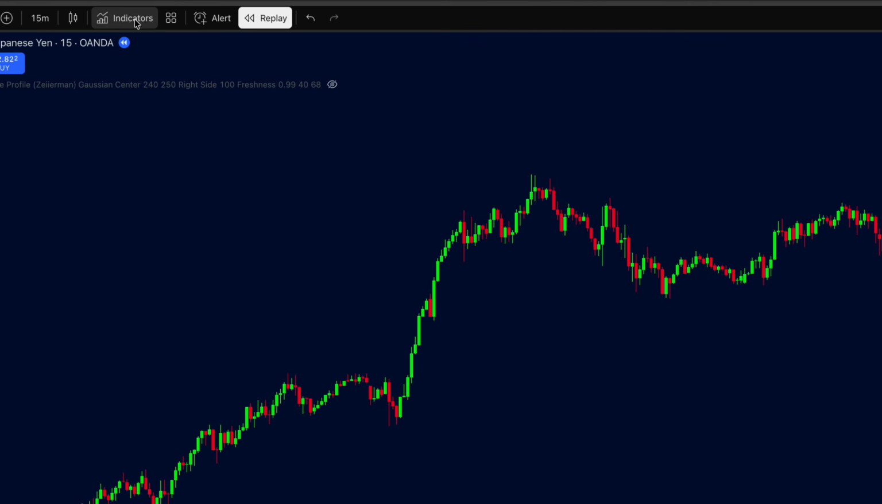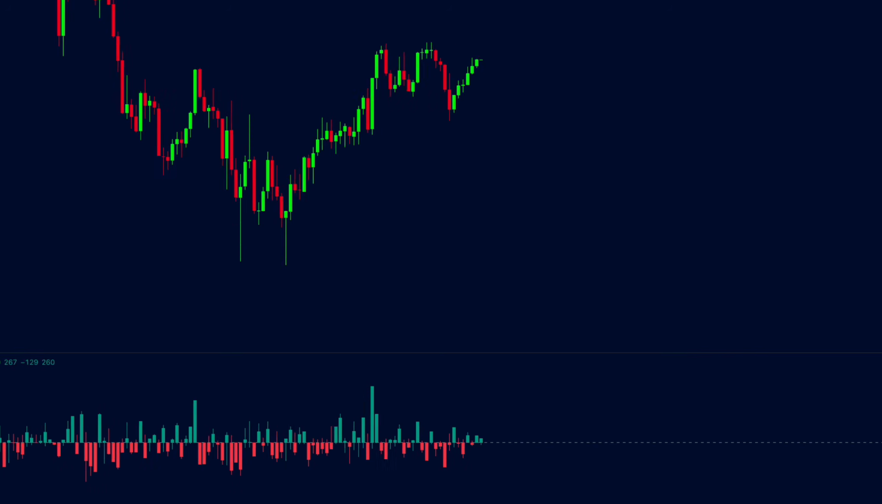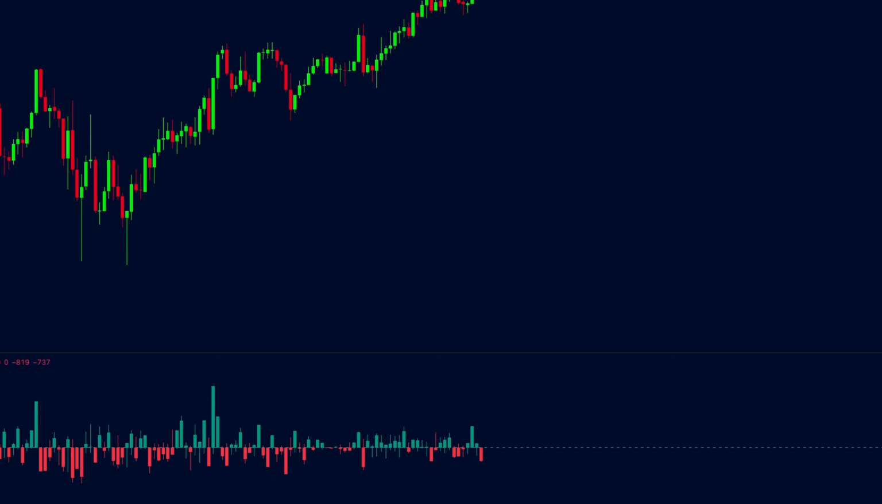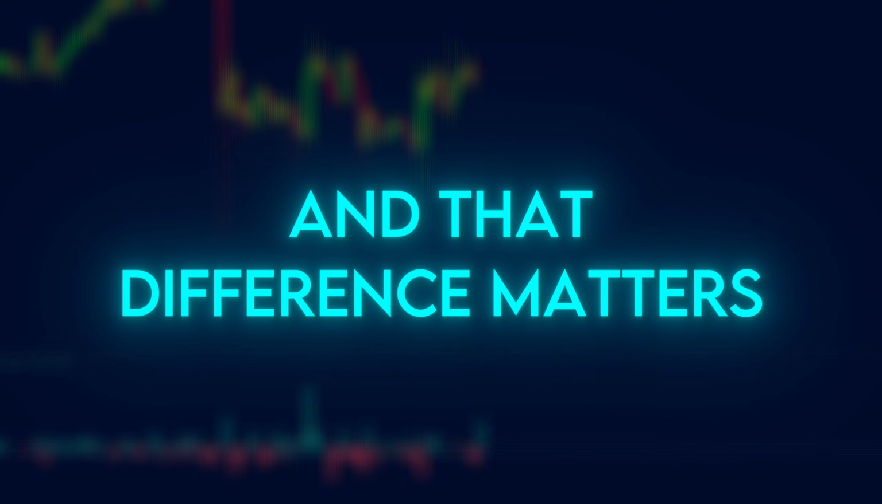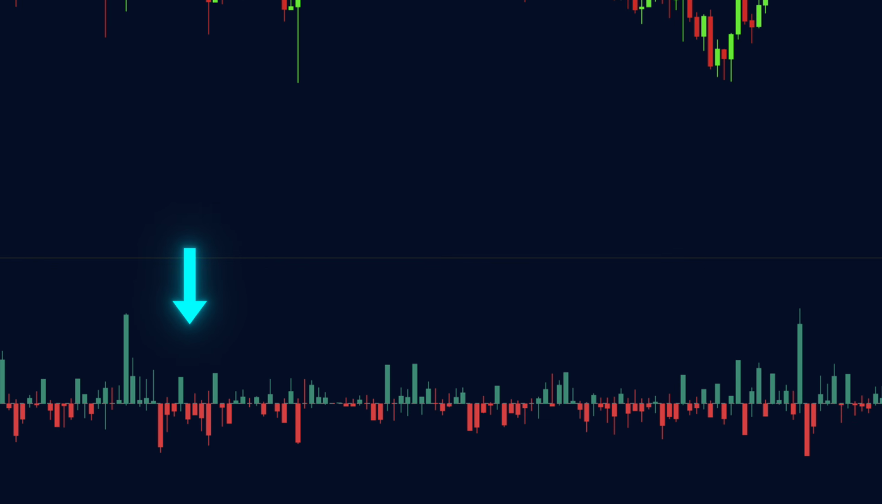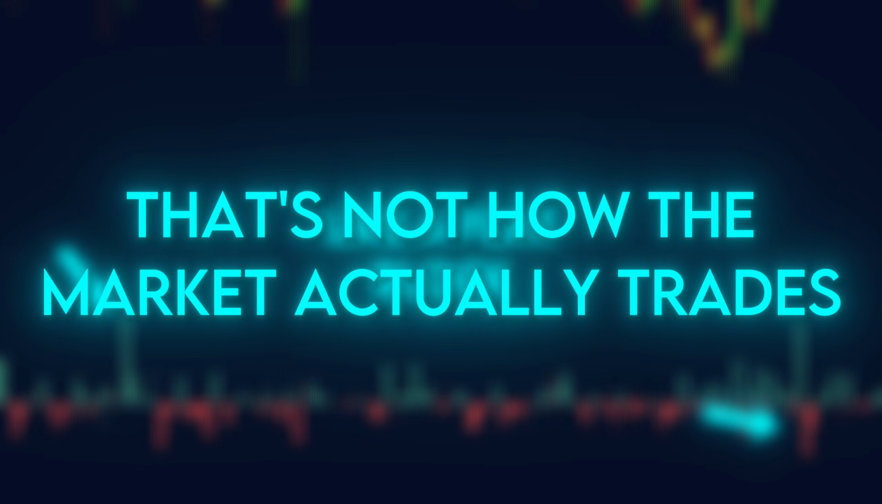Open TradingView, click on Indicators, and search for Multi-Distribution Volume Profile. You want the one by Zierman. Now, if you've used volume profiles before, you might be thinking, okay, I've seen this. But this one works differently, and that difference matters. See, most volume profiles just spread volume evenly across each candle, high to low, like a flat block. But that's not realistic. That's not how the market actually trades.